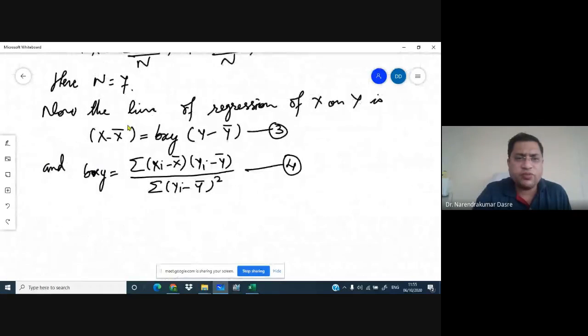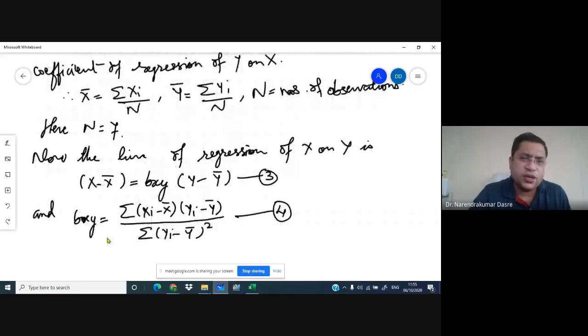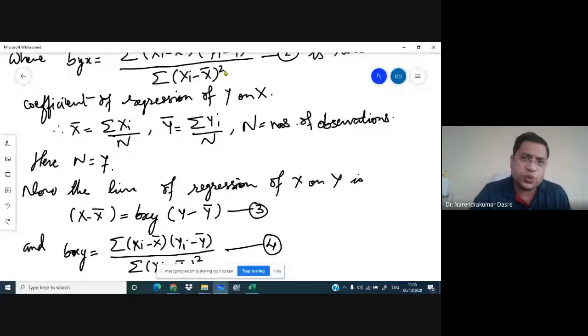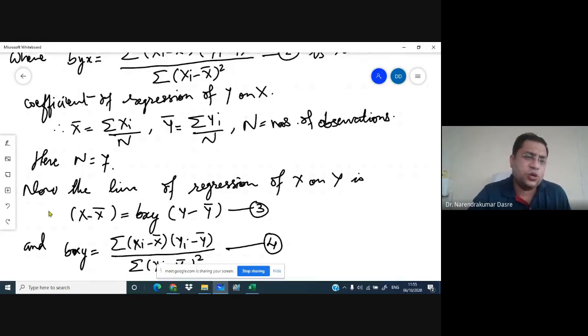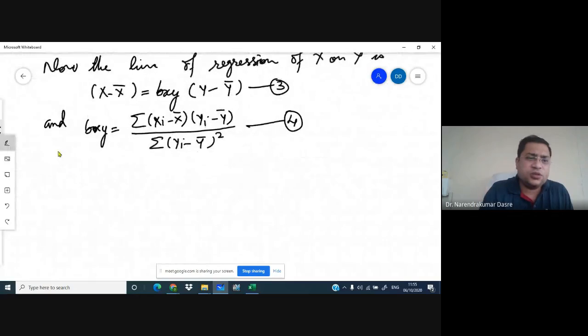Okay, then from the equations we got the idea what we have to find: xi minus x bar, yi minus y bar, yi minus y bar square, and here xi minus x bar square. But before that, what we have to find is x bar and y bar. So for that we have to make the table. So let us consider the table.